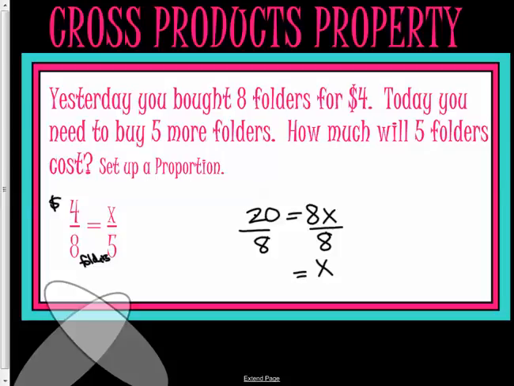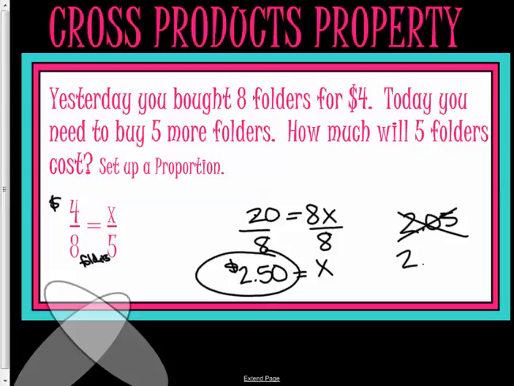and we're left with x equaling 2.5. But that's not how we write money. So make sure that you put your 0 after the 5 and not before. This isn't $2.05, it's $2.50. Okay, so that would be for 5 folders.